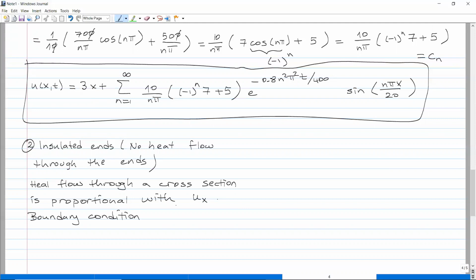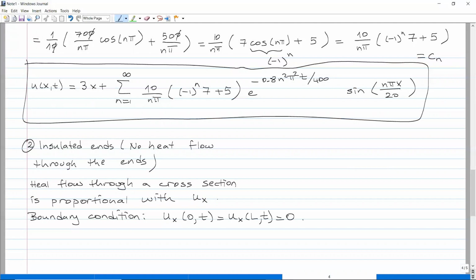No flow means U sub x should be 0 at the ends. So U sub x at the end x equals 0, and U sub x at the end x equals L are 0. So instead of U, the partial derivative of U with respect to x at the ends is constant 0. So this situation, insulated ends, changes the boundary condition. That means we need to start the whole process all over again.